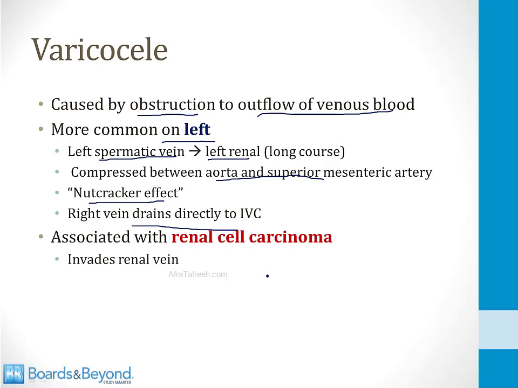In addition, you should be aware that varicoceles are associated with renal cell carcinoma. This is because renal cell cancer can invade the renal veins and cause an obstruction to flow. This can happen on either the left or the right. However, because varicoceles are so uncommon on the right side, when one does occur, one of the things you need to consider is that there may be a renal cell carcinoma present that is obstructing the venous drainage on the right side.